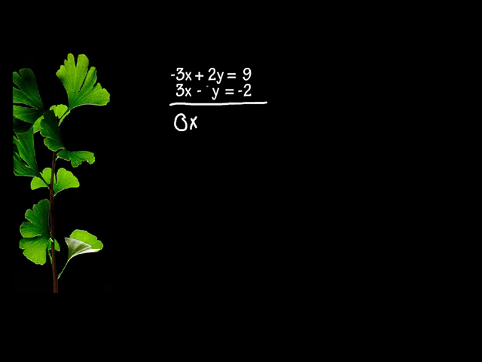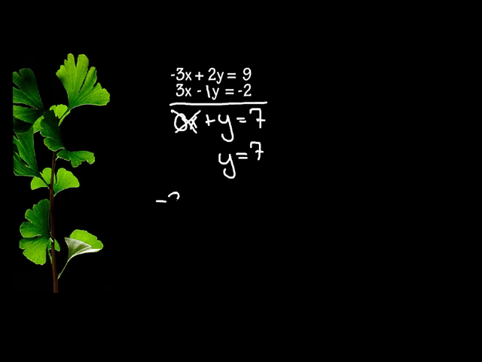+2y minus 1y is y, and 9 minus 2 is 7. So I didn't have to do anything to either one of these equations to get rid of an x. Well, 0x is the same thing as 0, and it just so happens that y equals 7. Now to solve for x, I can use either of the equations I want. It doesn't matter. So let's use the first one.